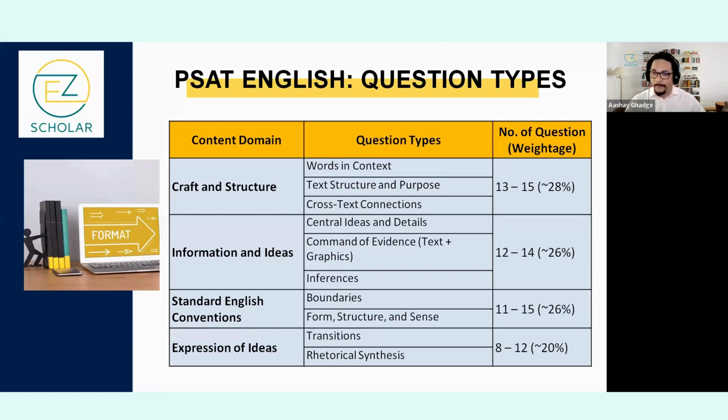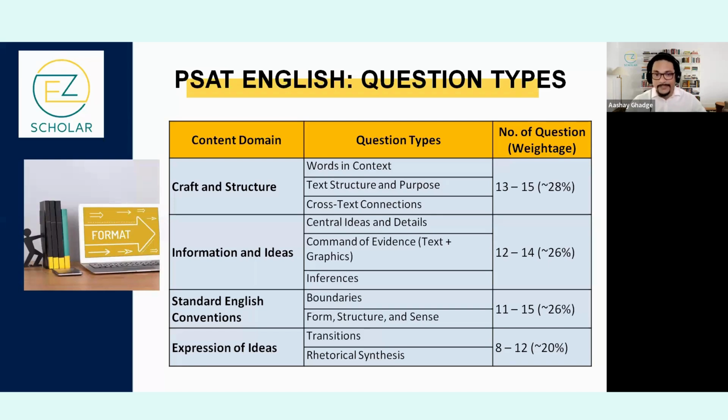Information and ideas is one of the more challenging content domains for PSAT or SAT. The number of years that I've seen students prepare for the SAT, they generally struggle with this section because there are two heavyweights here. The first question type, that's central ideas and details, where you should be able to understand what is the main concept behind the text. And then inferences is when you should be able to provide a logical conclusion to the text. So unless you've really understood the text properly, this becomes challenging.